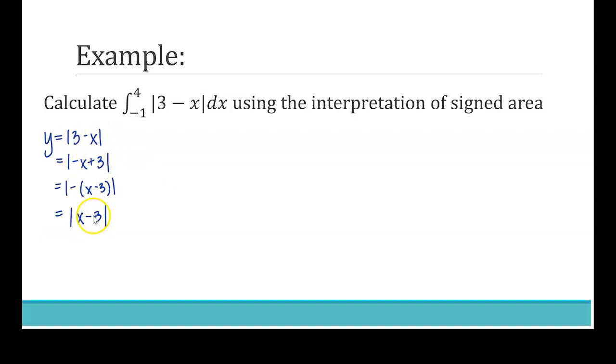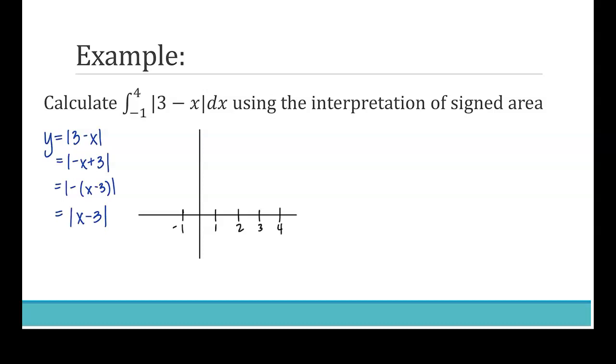The reason why I did that is just because we're used to graphing the absolute value of x. That's the function that looks like a V shape. And then this is just a quick transformation. This is going to shift everything to the right 3 units. So I just thought I'd write it like that instead so we can use transformations to graph it a little bit quicker. And so we want to graph this thing between -1 and 4 because those are the limits of integration.